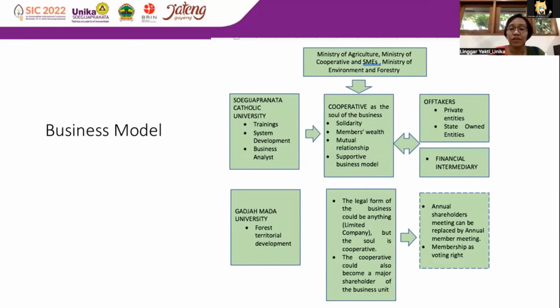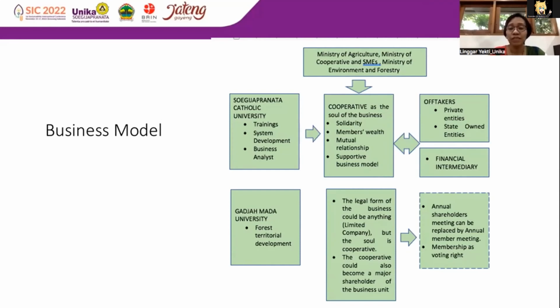And in here, we need the role of off-taker for taking their commodity and then sell it, or they will use it for their own use. They involve private entities or state-owned entities. We can also involve financial intermediaries such as banking companies for funding issues. Again, the legal form of the business could be anything, but the soul should be a cooperative.